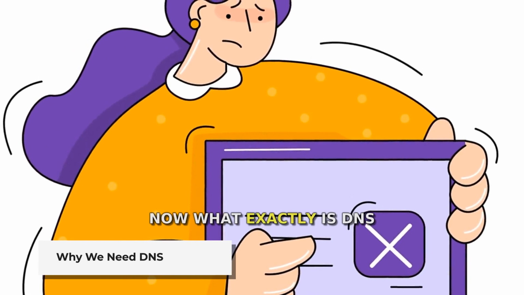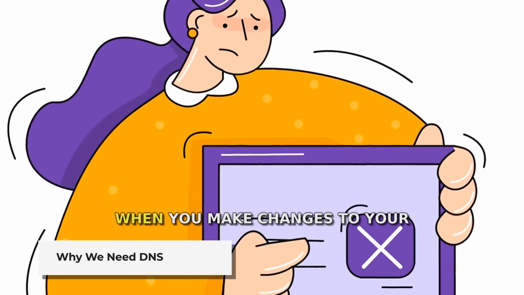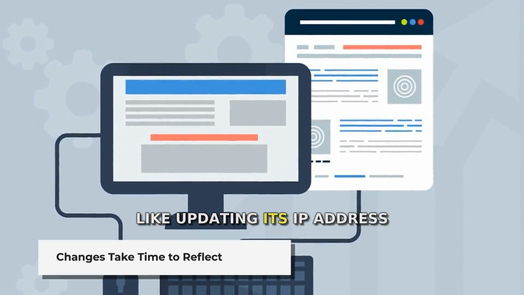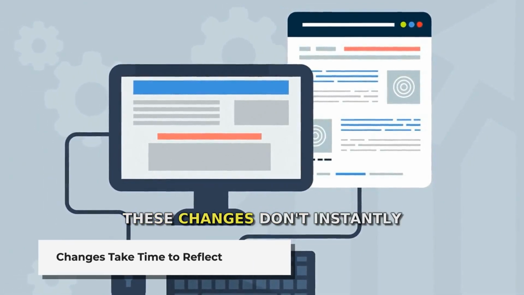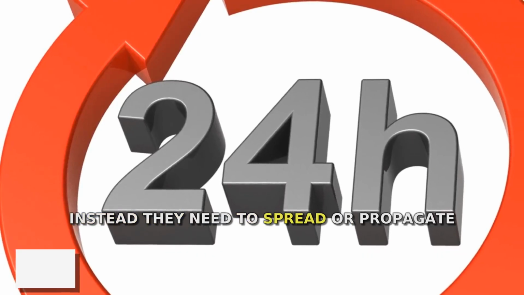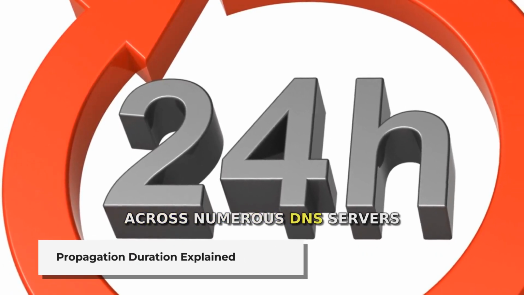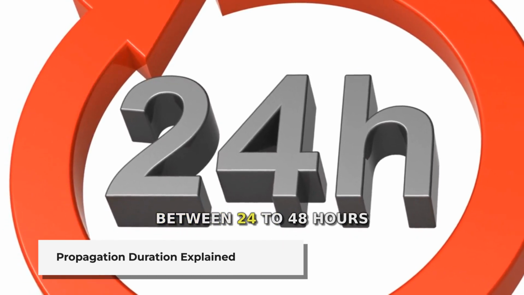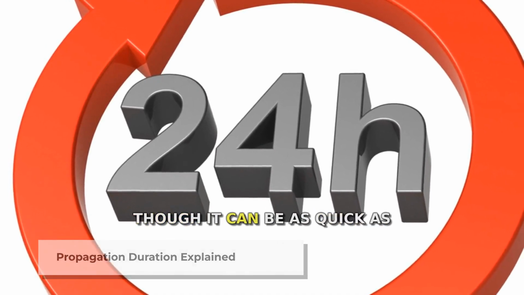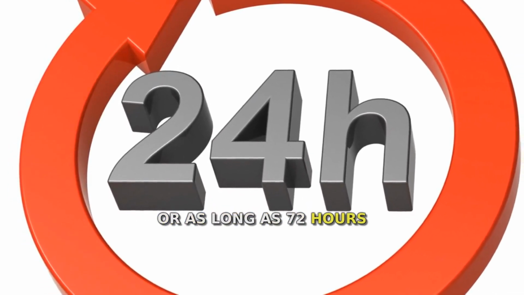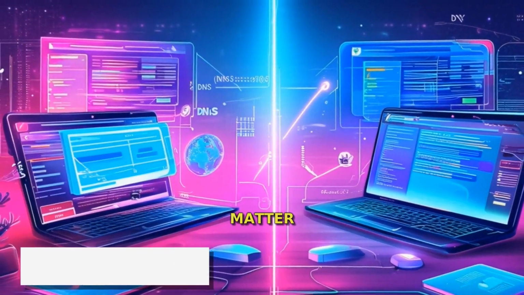Now, what exactly is DNS propagation? When you make changes to your website's DNS settings, like updating its IP address, these changes don't instantly appear everywhere. Instead, they need to spread or propagate across numerous DNS servers worldwide. This process typically takes between 24 to 48 hours, though it can be as quick as 30 minutes or as long as 72 hours. Why does DNS propagation matter?